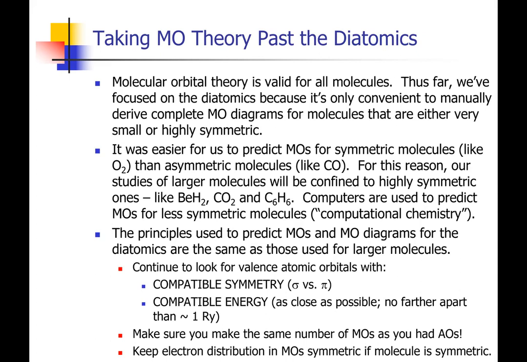And the rules for polyatomic molecules aren't any different than the rules for the diatomics. We are still going to be combining atomic orbitals to make molecular orbitals, and we're still going to be preserving the number of orbitals that we have in our molecule from the picture for the individual atoms to the picture for the molecule as a whole. We are still going to be separating those orbitals into the ones that are sigma symmetric versus the ones that are pi symmetric. And we are still going to be restricting ourselves to combining atomic orbitals that are close enough in energy, for which we're using 1 Rydberg as an approximate cutoff.